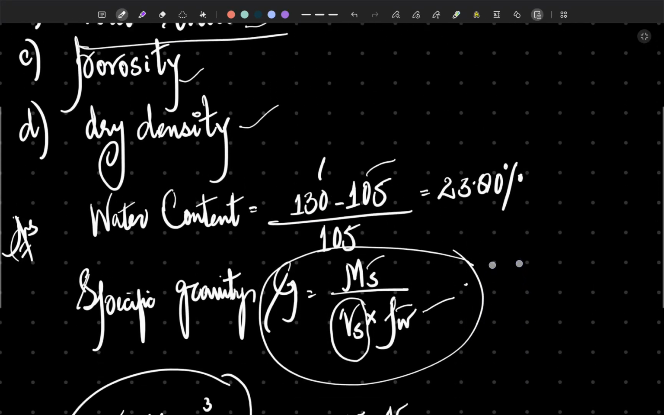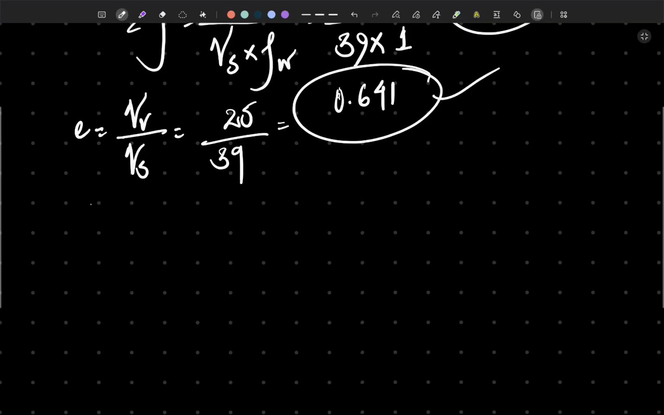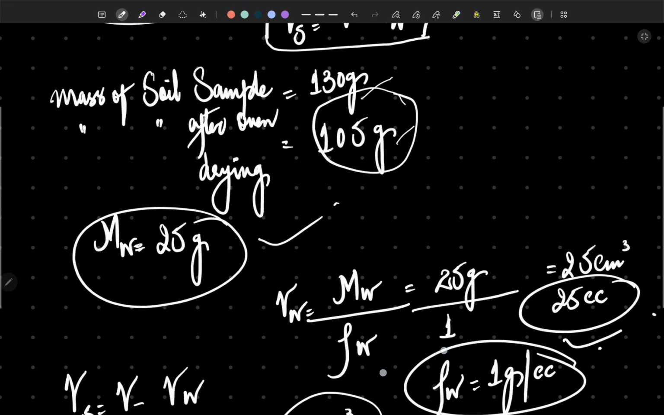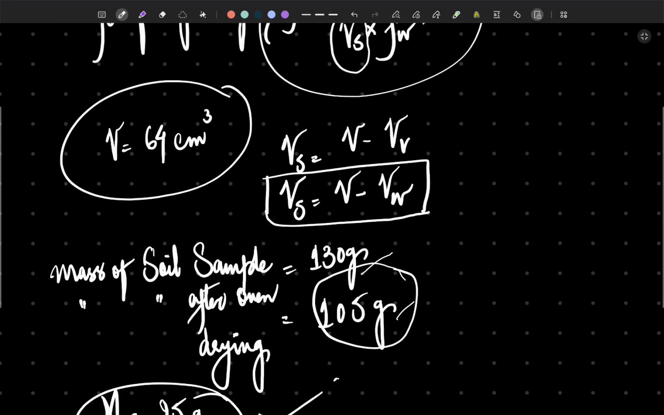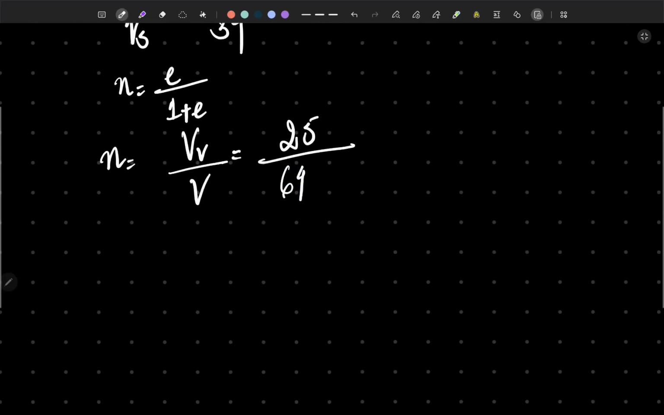Now, porosity. We can very easily find porosity. We can use this equation, n is equal to e divided by 1 plus e. We already know e, so we can find n. Or we can use this equation, porosity is volume of voids divided by total volume. Volume of voids is how much? That is volume of water in this case, 25. Total volume is how much? 64 cc. By calculations, it is equal to 39.1%, because we usually report porosity in terms of percentage.